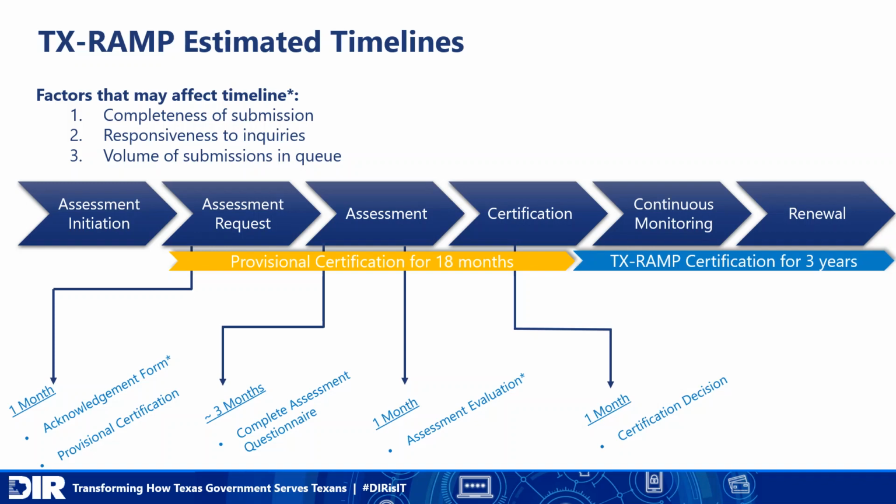So as you can see, it is very beneficial to submit that assessment questionnaire back as soon as possible, since that's one of the items that takes the most amount of time. But ultimately, you want to complete this entire step to achieve TextRamp certification before your provisional certification expires within that 18 months. Also for reference, I've included in here that the TextRamp certification lasts for 3 years. That will be when you're performing your continuous monitoring and also going through renewal, which you want to ensure is cyclical. You'll submit your submission for recertification and ensure that you receive your TextRamp certification before your existing certification expires.